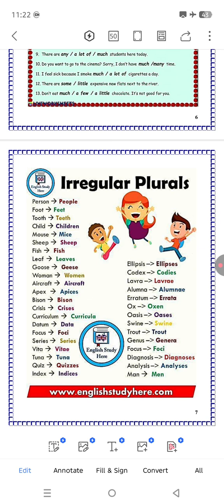We have analysis, also changing the last two letters into ES. And we have man, men. Here we only need to change the vowel in the middle of the word from A to E.